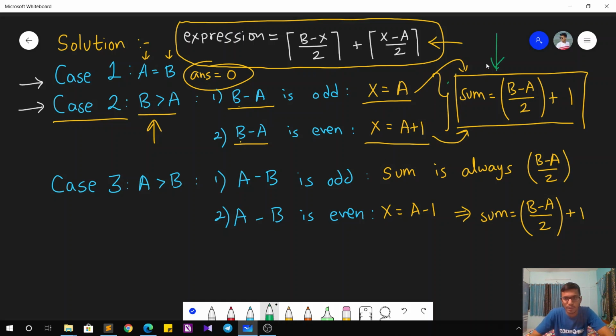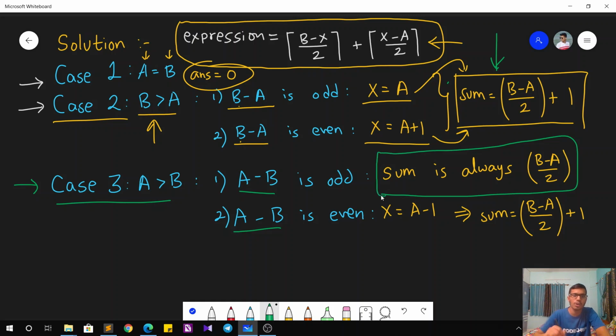Now remains only the third case, that is, what happens if a is greater than b. In that case also, we are going to apply a similar approach to case 2, dividing it into two sub-cases. First is if a minus b is odd, and second is if a minus b is even. If a minus b is odd, it can be shown that the sum is always (b minus a) by 2, no matter what value of x you choose. So independent of the value of x, the sum is always going to be (b minus a) by 2. You can try it for yourself by taking some random numbers as input and trying it on pen and paper.